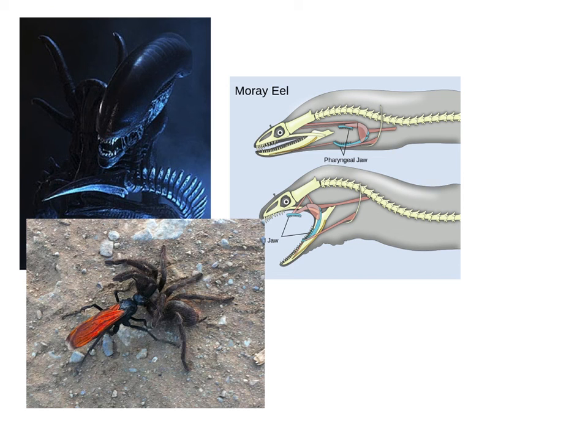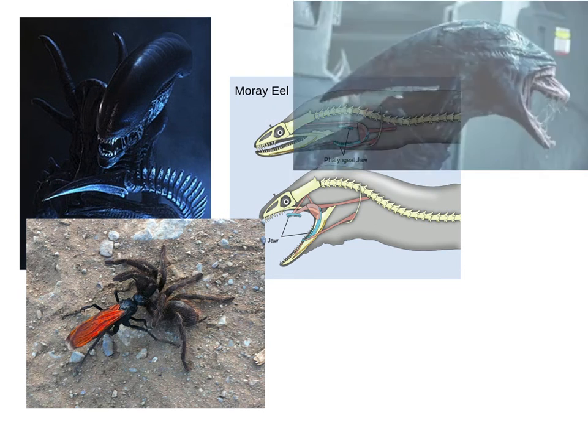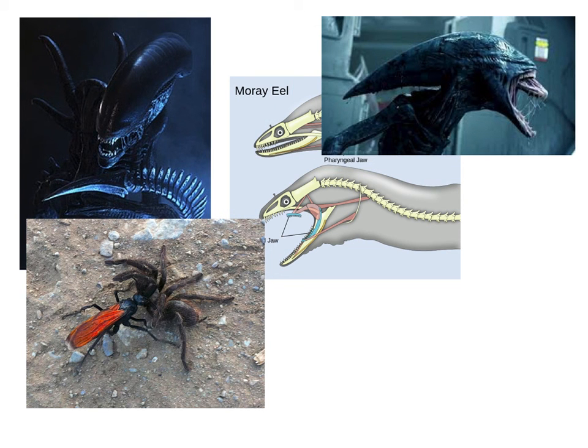So click on the video on eCampus about tarantula hawks. They are real life terror. Another example of the pharyngeal jaw that was used in the Alien series is this photo from the movie Prometheus.